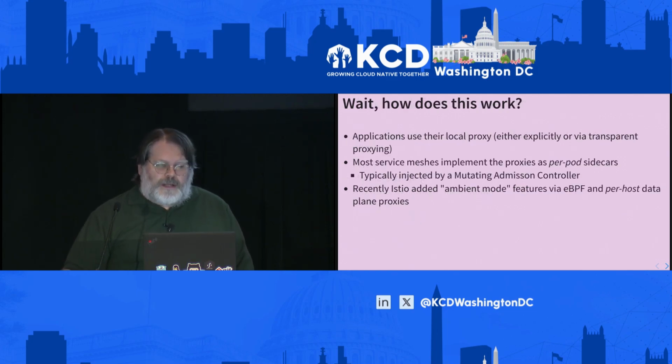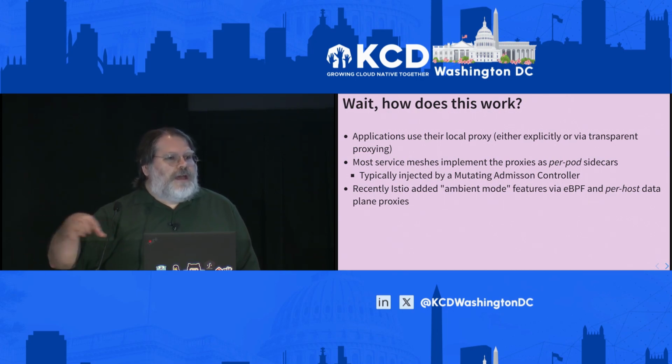How does it work? I mentioned we're going to actually inject a whole fleet of proxies into the network. Your applications are going to use their local proxy, and they may be configured to do this explicitly, or it may be set up as a transparent proxy. That's how they're going to communicate with the rest of the network. That allows you to change all of those things that I just mentioned on the fly without ever touching the application.